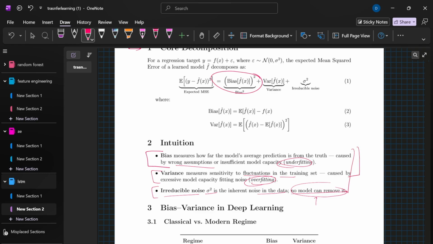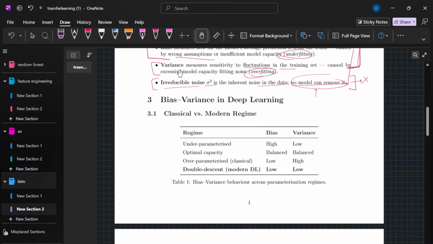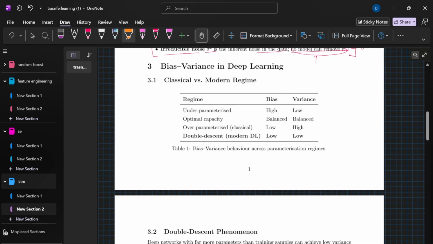So your goal as an ML engineer is to minimize the bias and the variance, because you can't touch the third one, the irreducible noise. Now, how does this look in deep learning? Classical machine learning told us that the bias and the variance always trade off. Like a seesaw, you push one down and the other goes up.